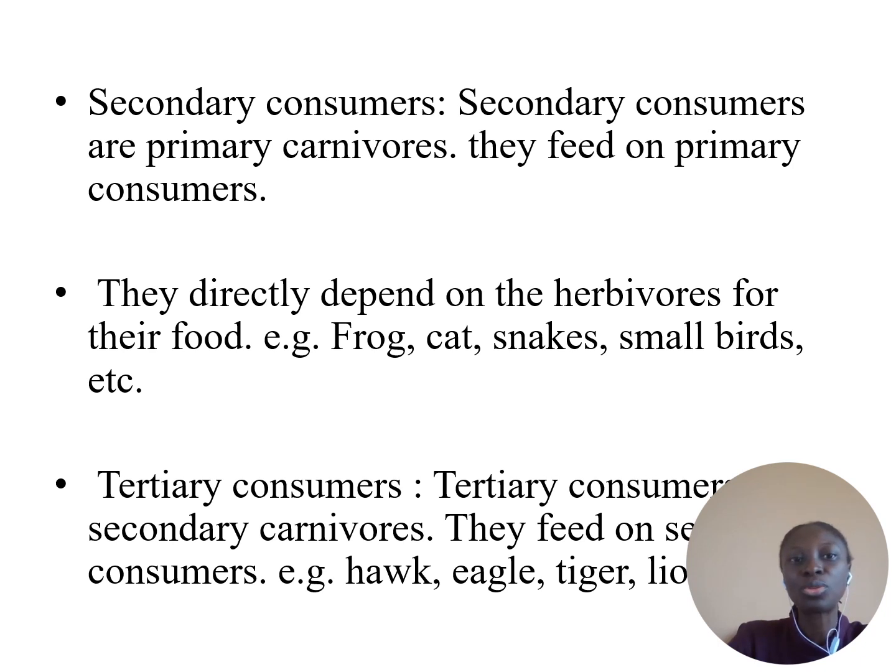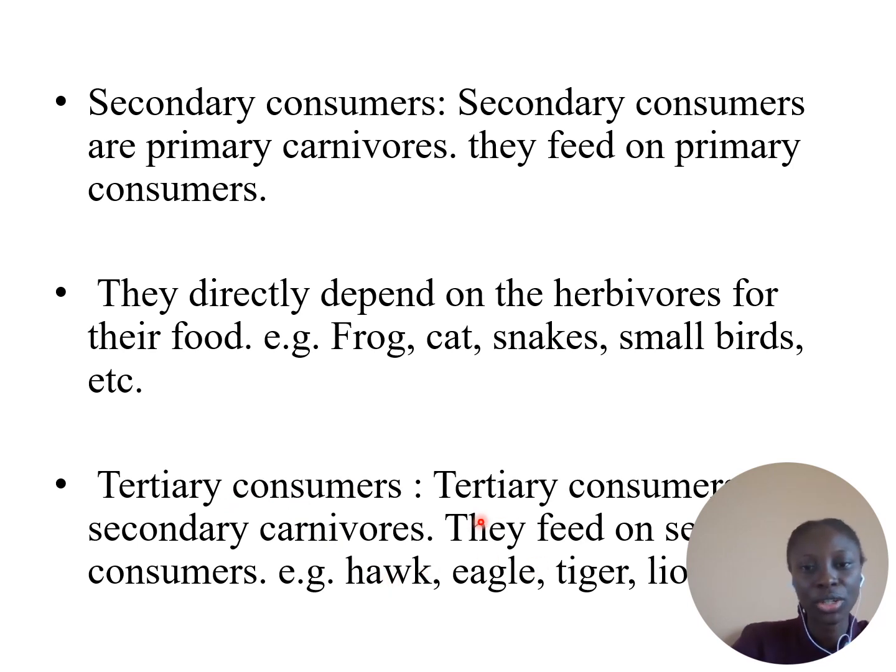The secondary consumers are primary carnivores. They are carnivores because they feed on the primary consumers. Examples are frogs, snakes, lizards, small birds, and so on and so forth.